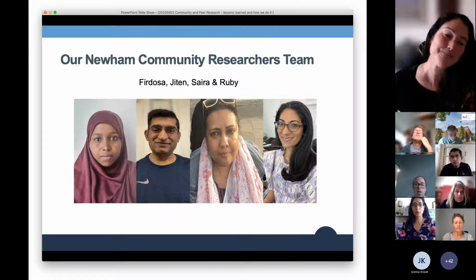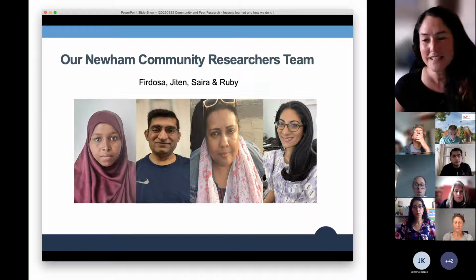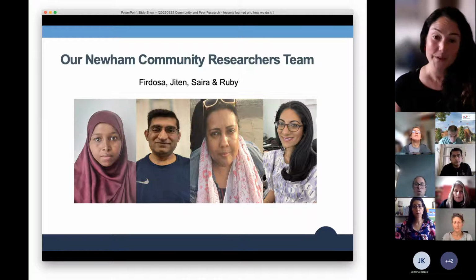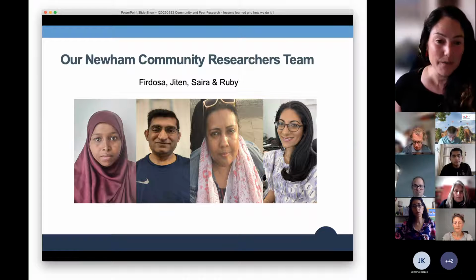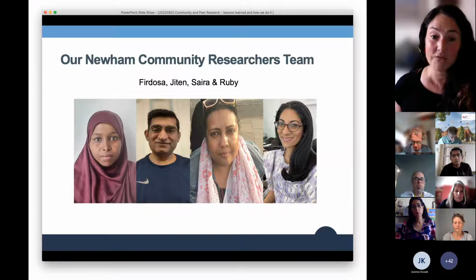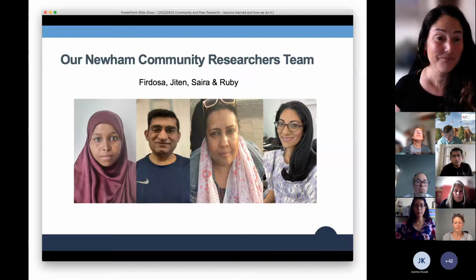So this is our team. There's Fidosa, Jiten, Syra and Ruby. So these are the beginning of our community researchers team. So this is us at the moment. There's four team members. In the future, we would love to be able to think about how we grow the project and the researchers team. But you will be hearing today a little bit from Syra and Ruby, and hopefully Jiten as well, if he's happy to answer some questions.